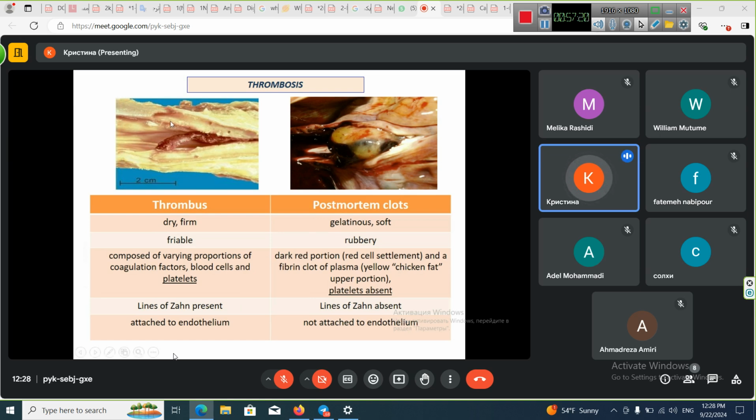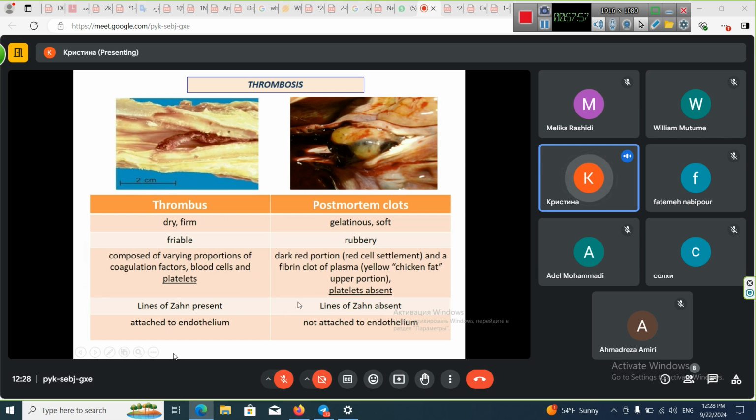This picture shows the thrombus and post-mortem clot inside some blood vessel, which is cut along its long axis. So here you see internal space of the blood vessel. This is its wall. And here also it was cut longitudinally, and we see in its internal space here a thrombus, and in the second picture, the post-mortem clot.